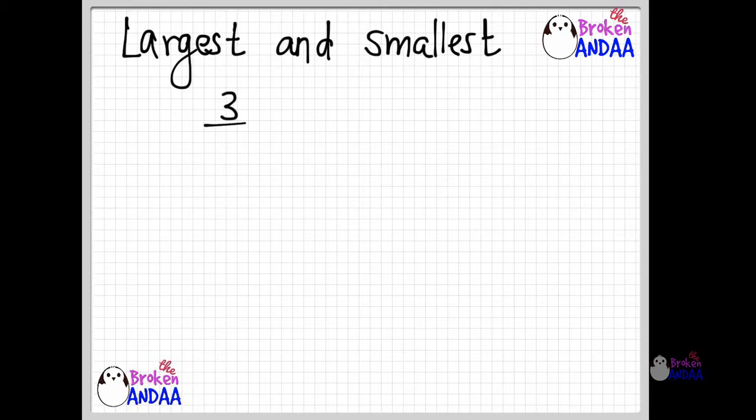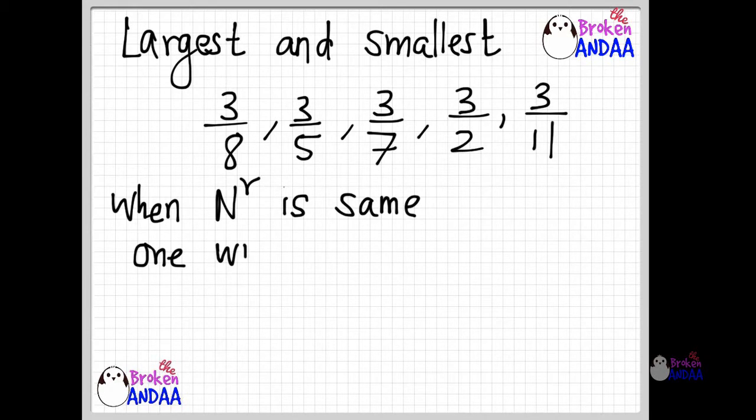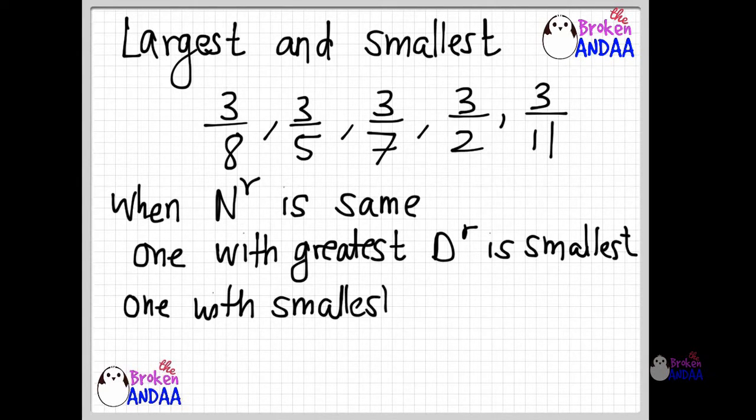This is how we find the smaller and greater. Let's find the largest and smallest of some more fractions. Let's say we have 3 by 8, 3 by 5, 3 by 7, 3 by 2, 3 by 11, etc. So we are taking an equal number of pieces, but which piece will be biggest? So when the numerator is the same, the one with the greatest denominator is smallest and the one with the smallest denominator will be greatest.